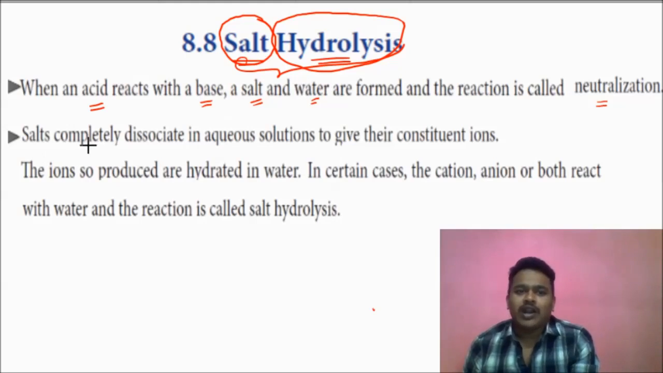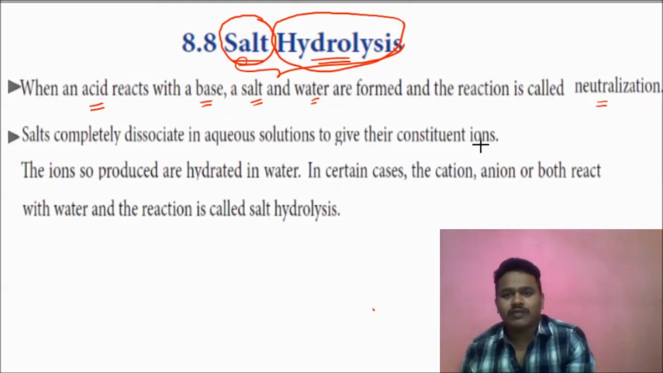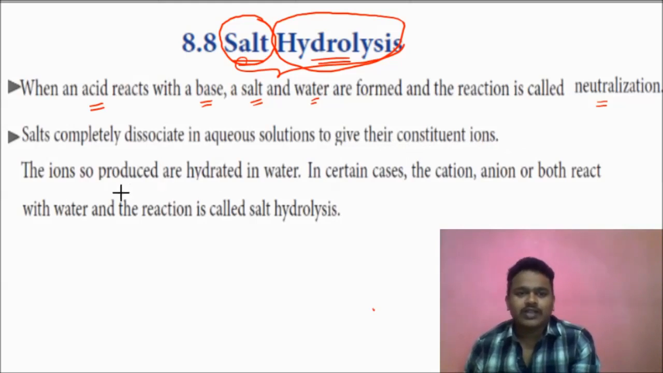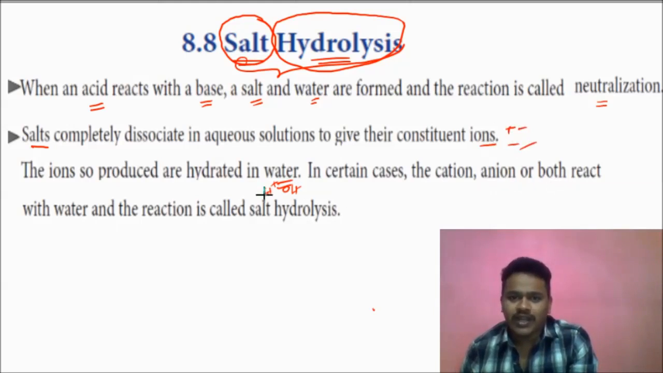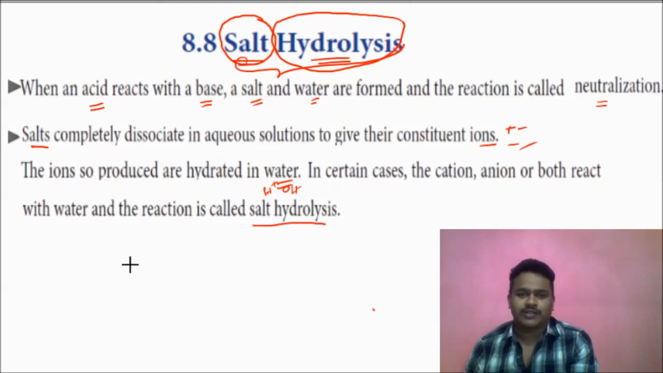Here, salt completely dissociates in aqueous solution to give its constituent ions. The ions so produced are hydrated in water. Whatever ions the salt gives, positive ion or negative ion, these are hydrated in water. Water contains H plus and OH minus. When they are hydrated and reacting with this H plus and OH minus, in certain cases the cation, the anion, or both react with the water. Water means H plus and OH minus. That reaction is called salt hydrolysis.